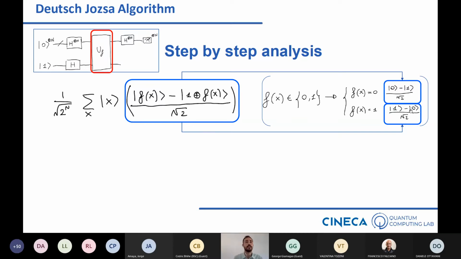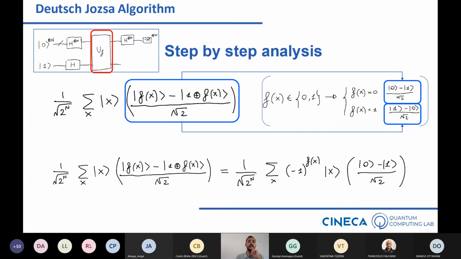How can you write this in a smart way? You can leave inside the parentheses |0⟩ minus |1⟩, but multiply everything by (-1)^f(x). In fact, when f(x) is 0, you get this result, which is what you want. When f(x) is 1, you get minus 1 here, which reverses the order. So this is a trick. I think this is pretty trivial.